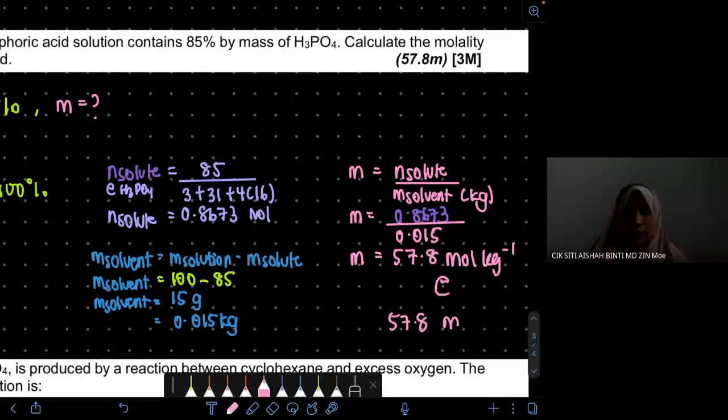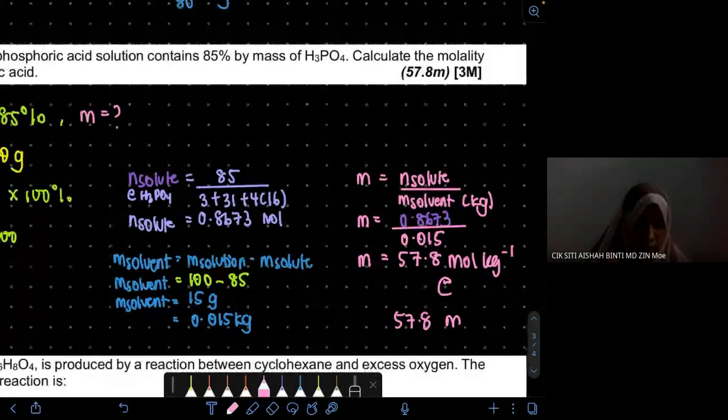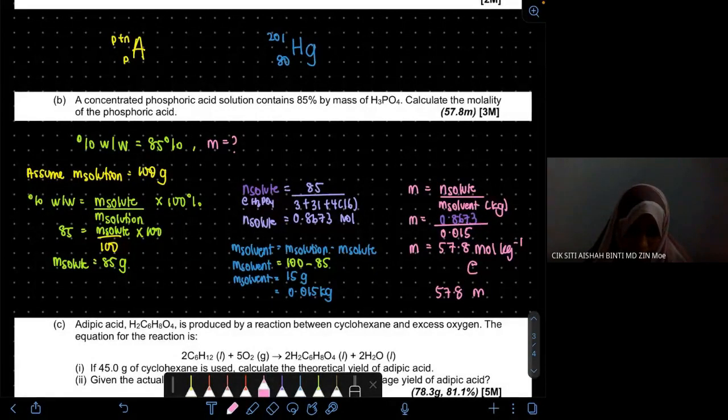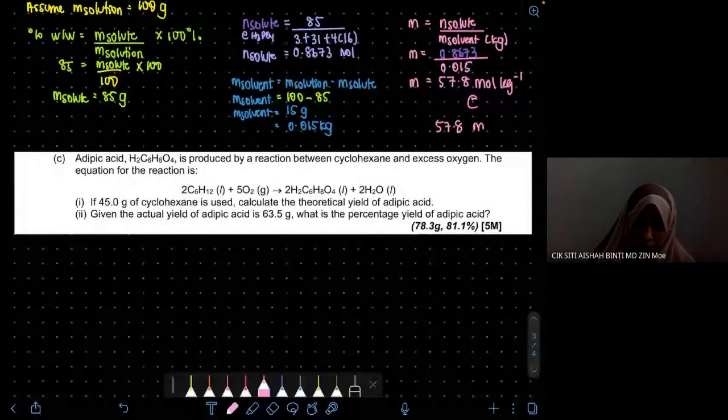Okay, so that's for question B. Ni adalah assumption. So if you are unsure, boleh tengok balik yang assumption ni. Soalan UPS tak banyak sangat assumption, tapi kalau soalan PSPM yang banyak macam ni jugalah. Okay, so that's for question B. Next, kita akan tengok for question C.